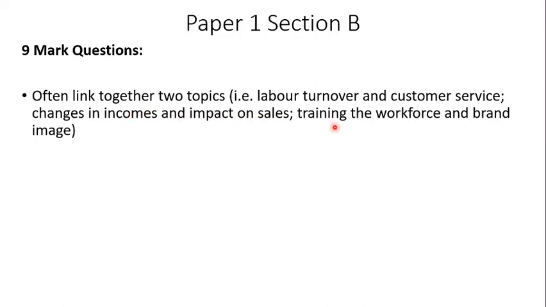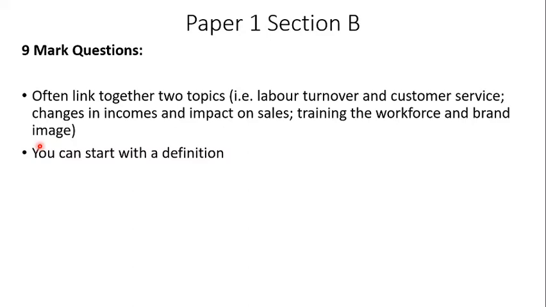And they could ask a question on, say, training the workforce in HR and how that would affect a company's brand image in marketing. So a good way of practicing these 9-mark questions is to pick 2 random topics from the specification and just build a chain of analysis linking those 2 topics, because that's what they're doing with these 9-mark questions. They're picking 2 seemingly random topics and asking you to link them.